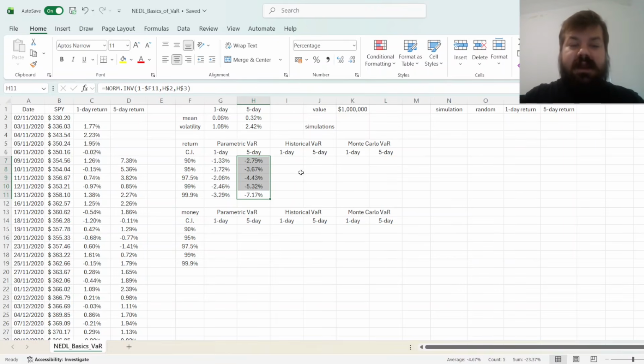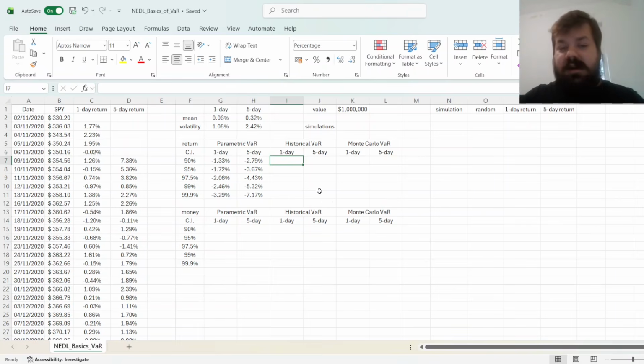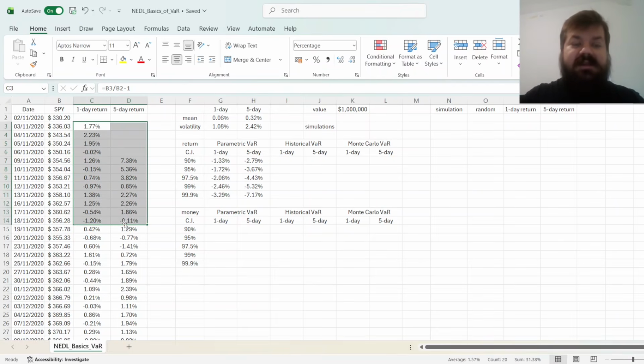For historical simulations, it is both simpler and more complicated at the same time. We don't need to make any distributional assumptions, and we don't need to calculate any parameters. We need to use the empirical distribution of returns. That means just the returns that we observed here. And as we're using the historical distribution, we can use percentiles to estimate the likely losses.